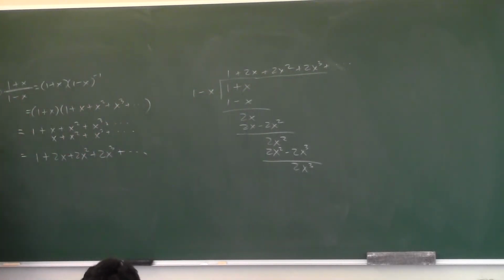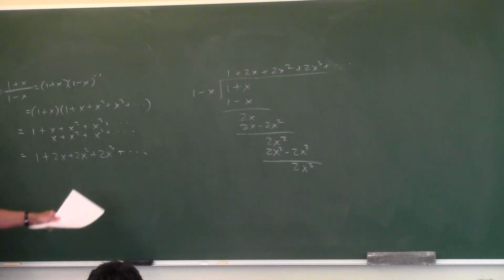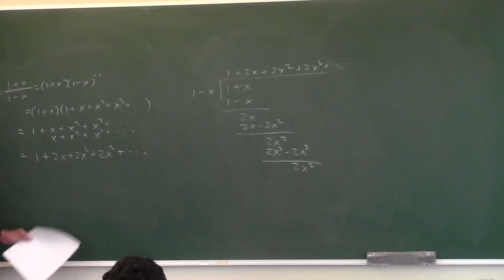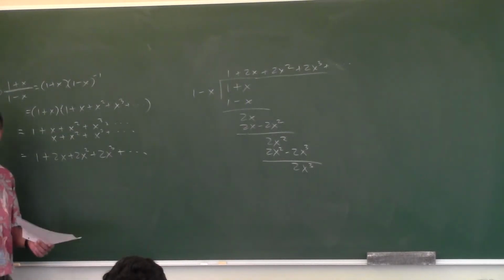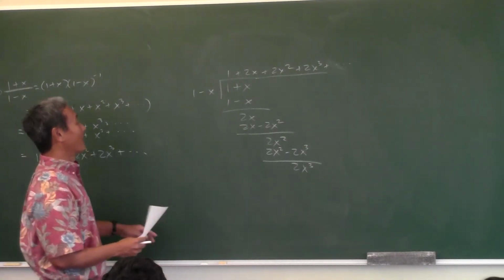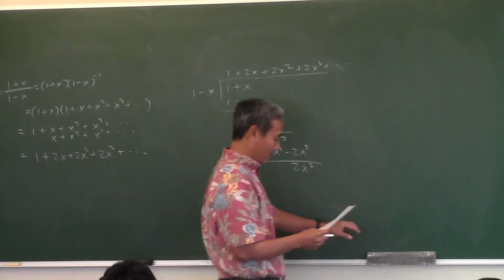So which way do you like better? Binomial theorem way or long division? Binomial is quicker if there's other more complex stuff. I don't know. Okay, whatever.